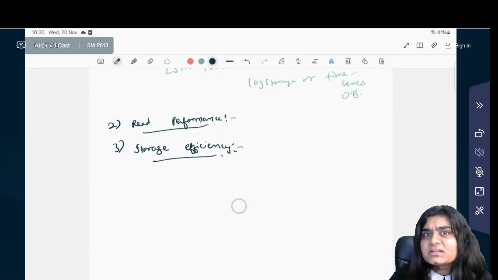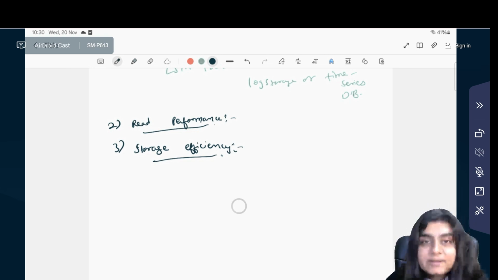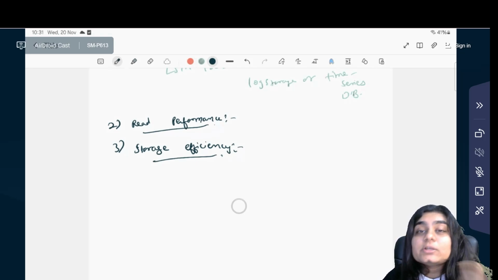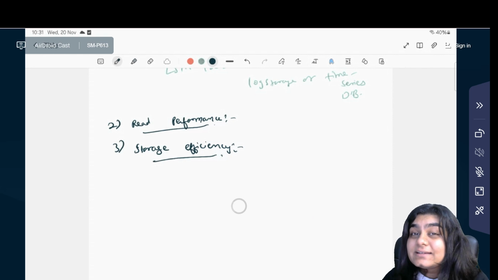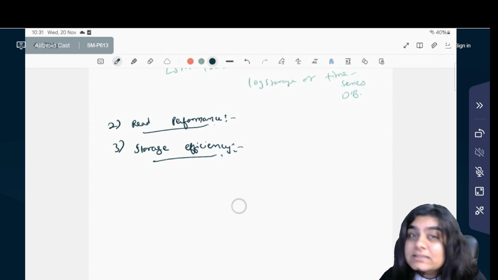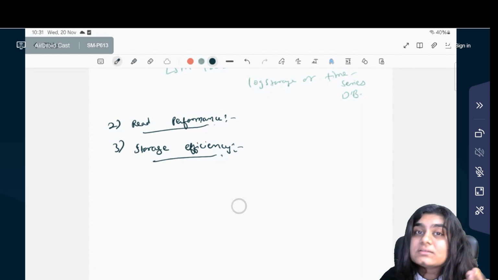LSM trees provide better storage efficiency because of compaction, while B trees may leave unused space due to fragmentation. Now let's understand by taking an example. In B trees, for example when using PostgreSQL, when data is updated, the old data can become fragmented, especially if the row grows larger. After multiple updates, unused space may accumulate in the B tree nodes. Over time, this wasted space results in the database using more disk space than necessary, which can be problematic for large scale systems.